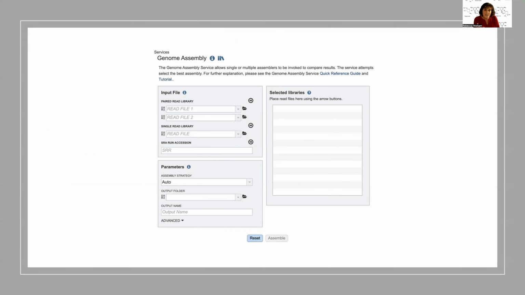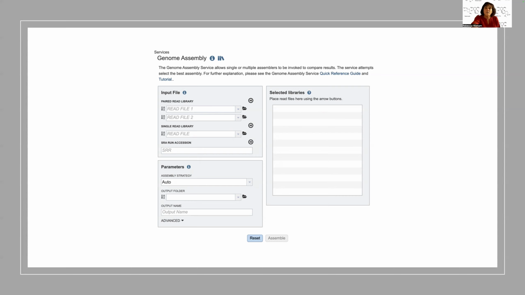So this is what the landing page looks like for the genome assembly. You'll be taking the reads, the short reads, paired short reads, or single reads, and then you move them over here into the selected libraries box. And you can put in as many as you want. Sometimes when you are having a genome sequenced, they run it on 4 lanes in case something fails. And often, if everything worked well, you'll have 4 read files for each of those cells on the sequencing gel.